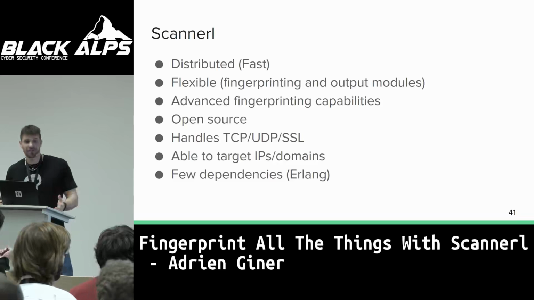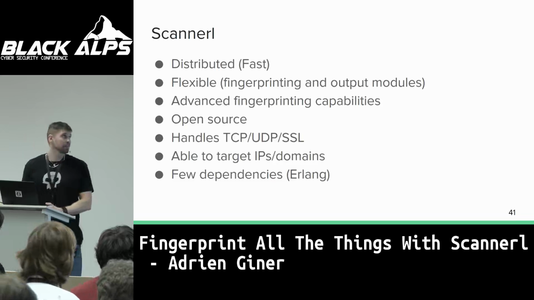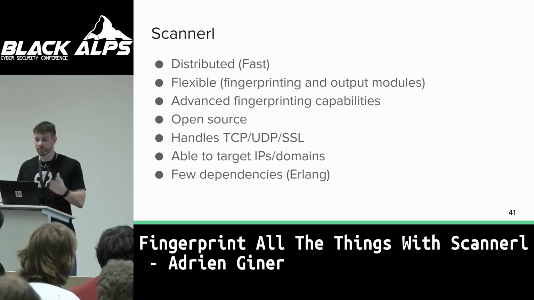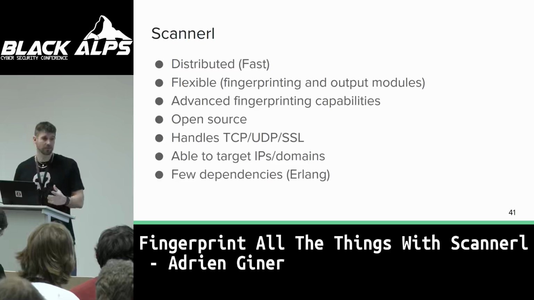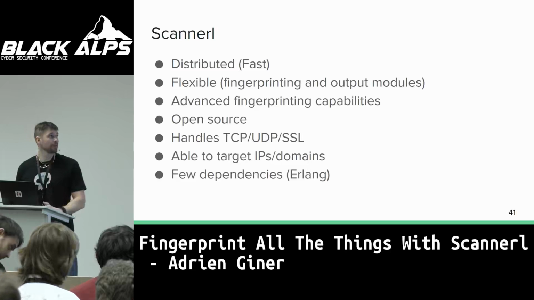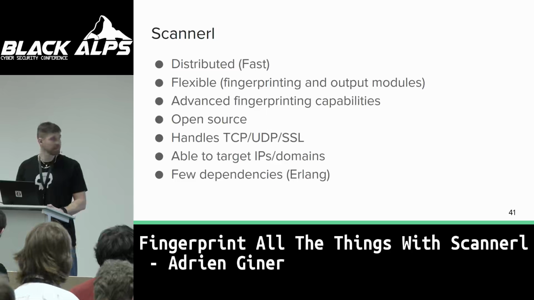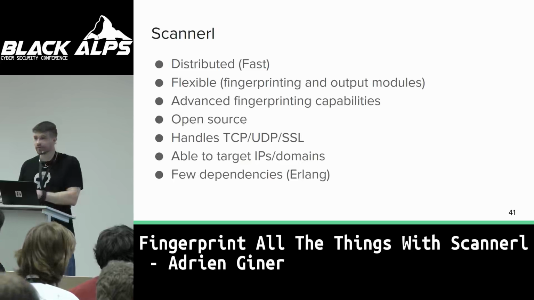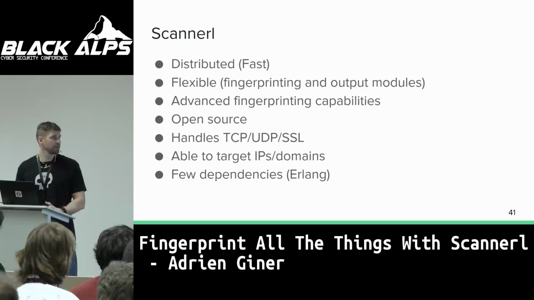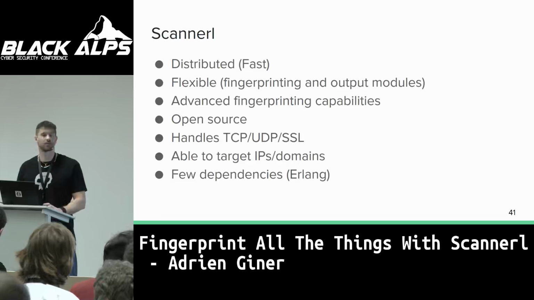So scannerl is fast, as I've shown, because it's distributed. It's flexible, so you're able to implement your own fingerprinting module and your own output modules to handle the results how you want. It's open source, so it's free. You can get it as it is. It handles TCP, UDP, and SSL, and is able to target IPs or even domains, independently of both. And it has very few dependencies because only Erlang is required to run it.